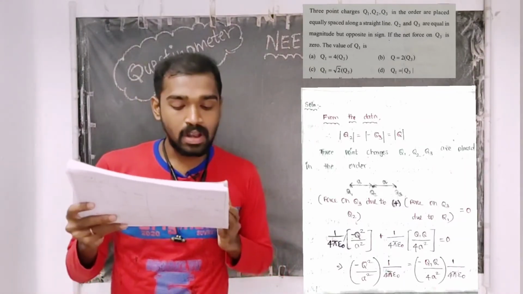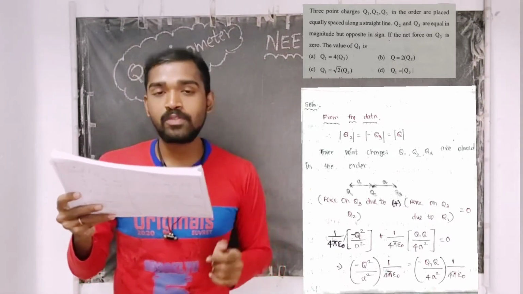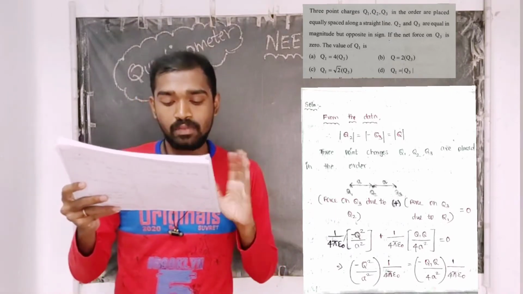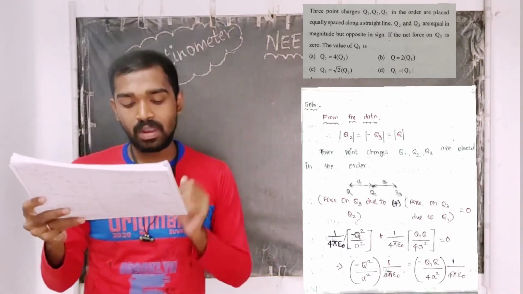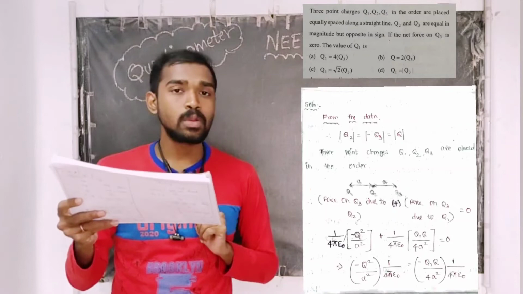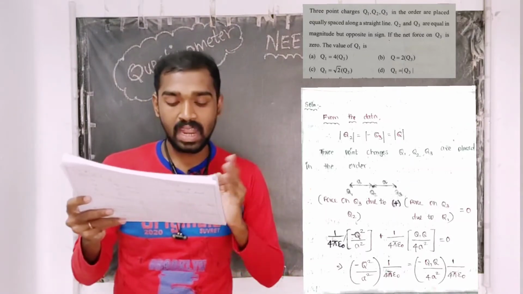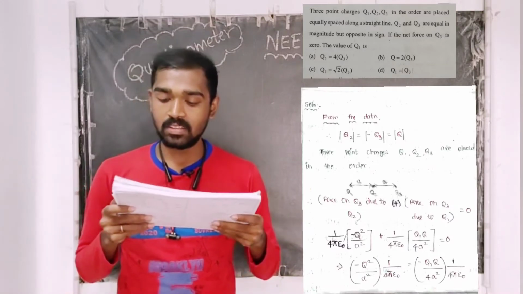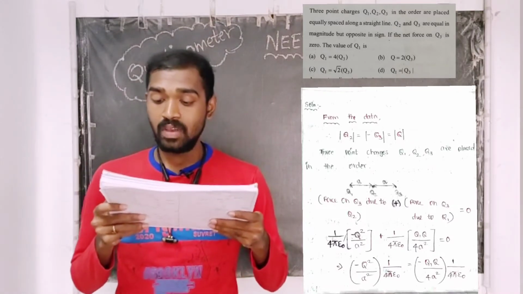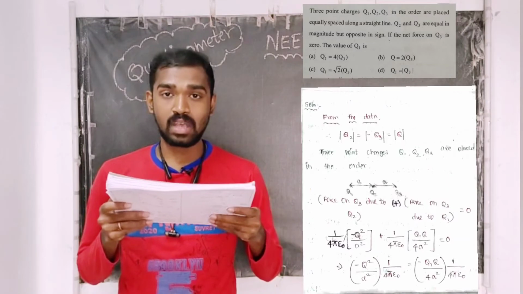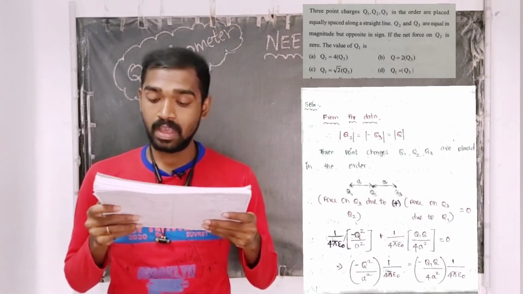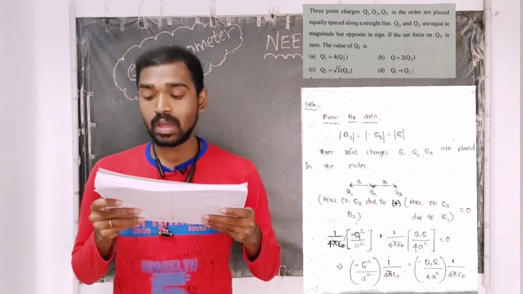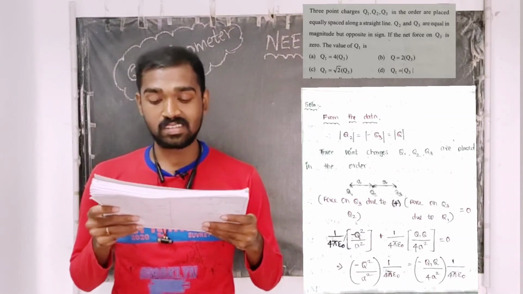So 1 by 4 pi epsilon naught minus Q square by A square plus 1 by 4 pi epsilon Q1 Q by 4A square, which is equal to 0. So by the mathematical expressions and formulations, we can cancel out 1 by 4 pi epsilon naught on LHS and RHS. So finally we got minus Q square by A square, which is equal to minus Q1 Q by 4A square. So the negative sign also cancels out. So Q square by A square is equal to Q1 Q by 4A square. So Q square and Q also get cancelled on LHS and RHS.